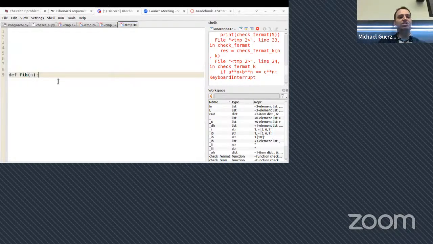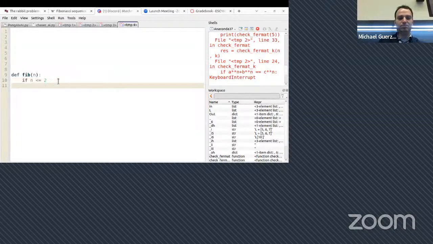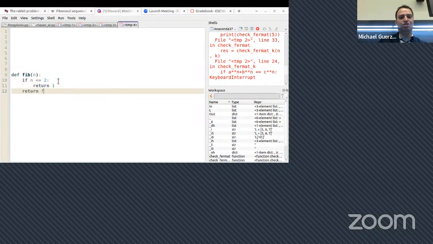I want to go back to computing the computational complexity of the fib of n function. So that was kind of like this. We return 1 for small ones, and then we return fib of n minus 1 plus fib of n minus 2.